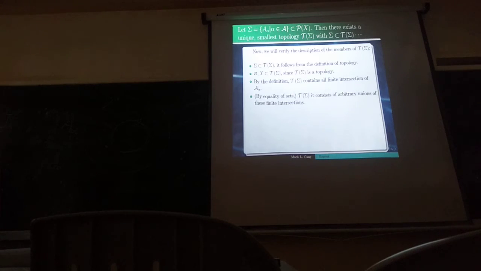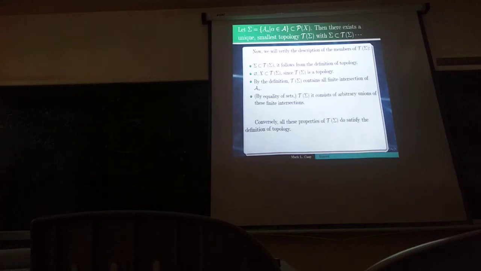Since these are finite intersections, if we pick a finite number of the A sub alphas and intersect them, we get another group of intersections of A sub alphas. Then if we get the union, it's just the same as this, because they are all collections of topologies. So that's why it comes out.